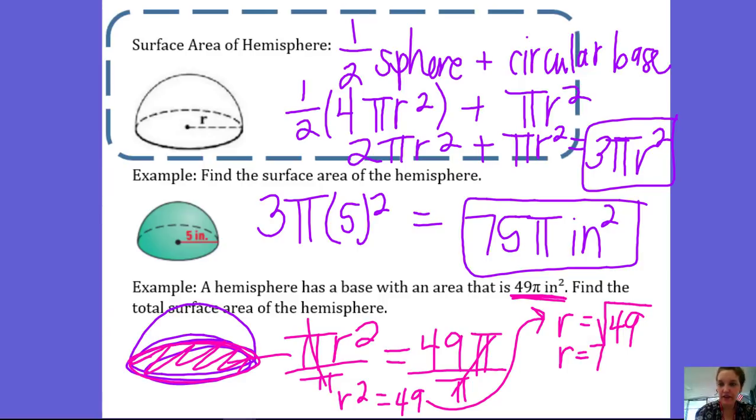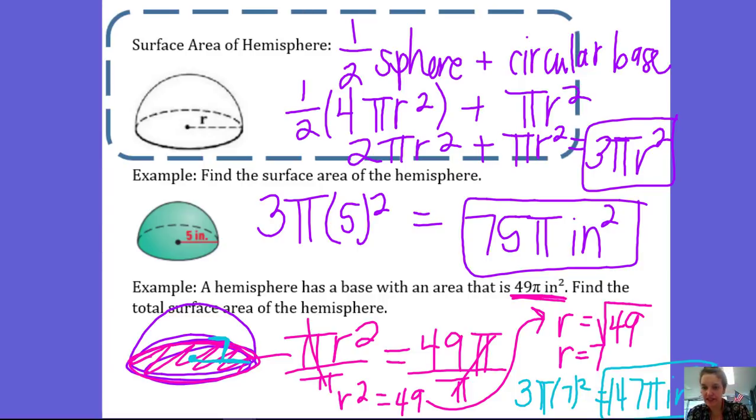And so now that I know that the radius of this hemisphere is 7, now I can go find the surface area of that hemisphere. 3 pi 7 squared is 147 pi inches squared.